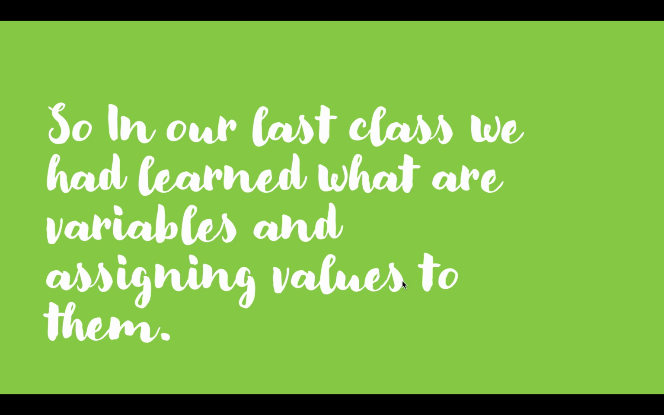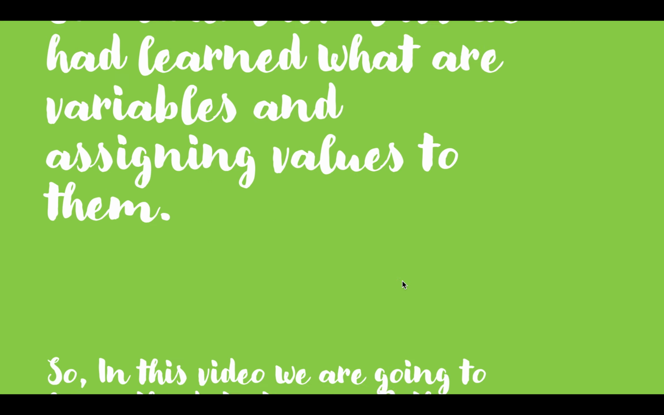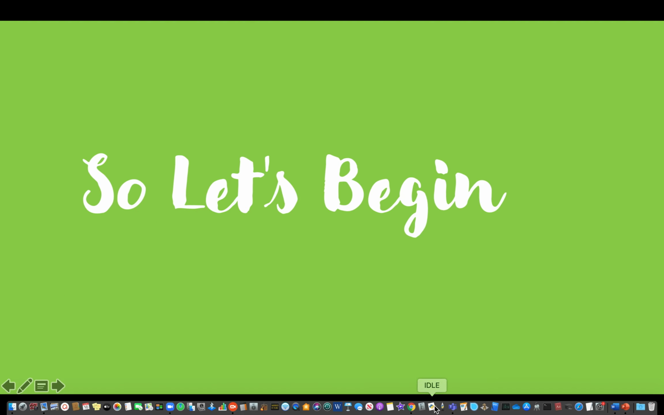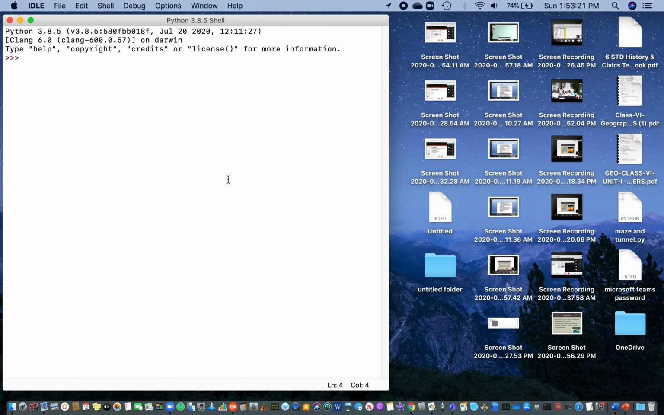In the last class we learned what variables are and how to assign values to them. In this video we are going to learn the data types of Python, assign multiple variable names to multiple values, and at the last we are going to add two variable names and two variable values and get a new result. So let's begin. Before that, let me open my IDLE.